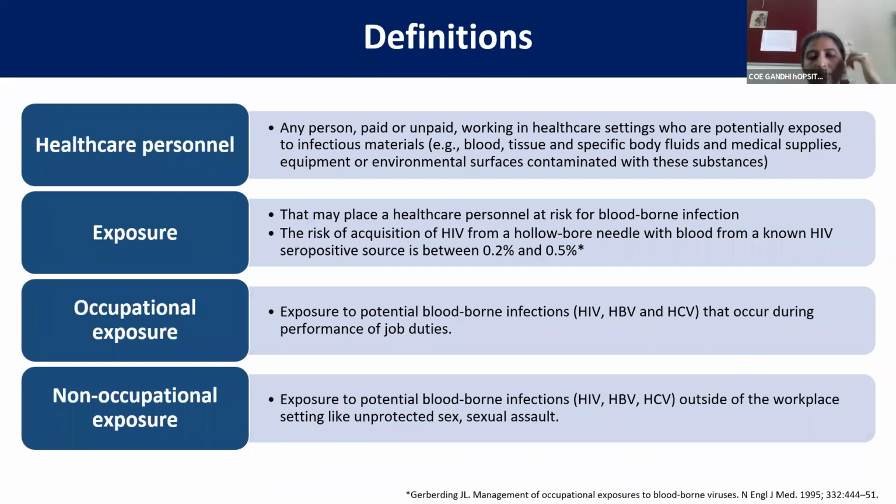So here are some of the definitions. Who is healthcare personnel? Healthcare personnel is a person, paid or unpaid, working in a healthcare setting who is at risk of getting exposed to infectious material like blood and body fluids, which are potentially a risk of infection. Exposure is where healthcare personnel are at risk of getting infection through bloodborne infection. Occupational exposure is when we get exposed during the performance of our occupational job duties. Non-occupational exposure is when, outside the work environment, we get exposed, like through unprotected sex or sexual assault.